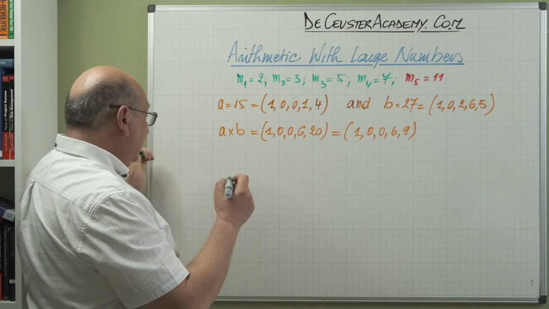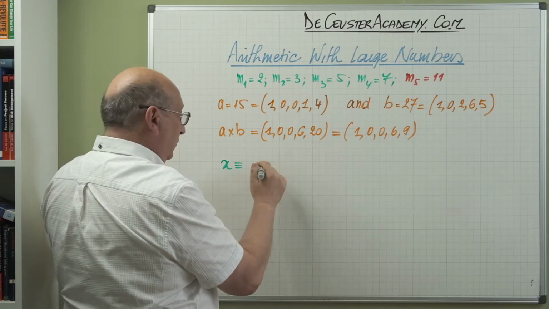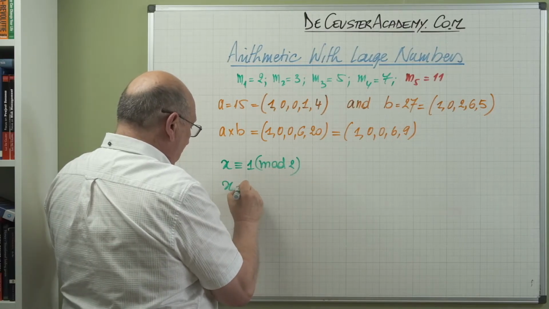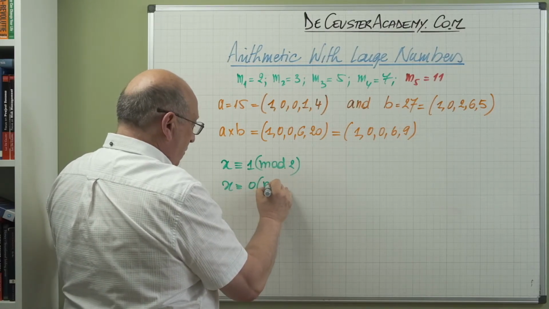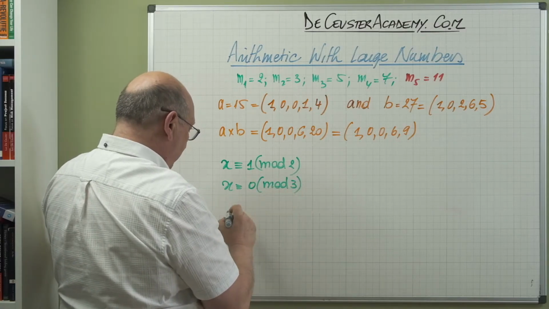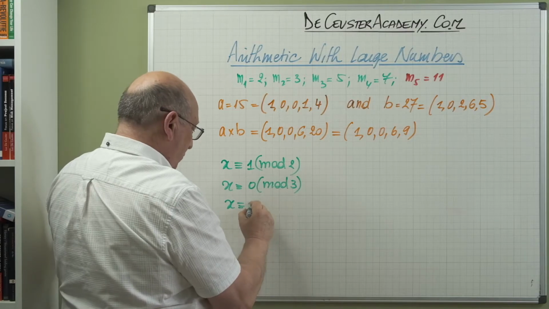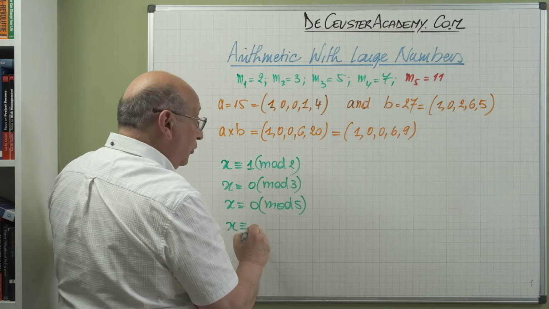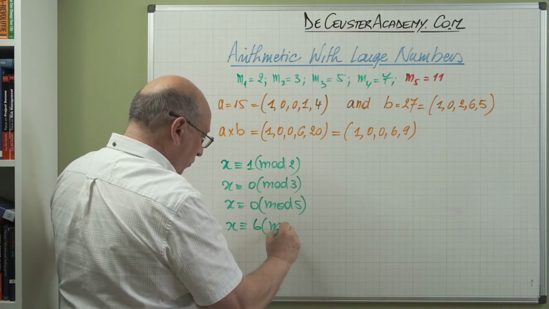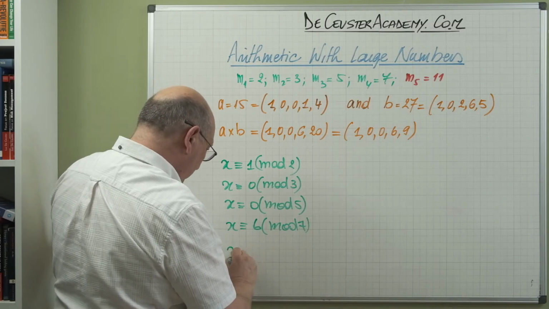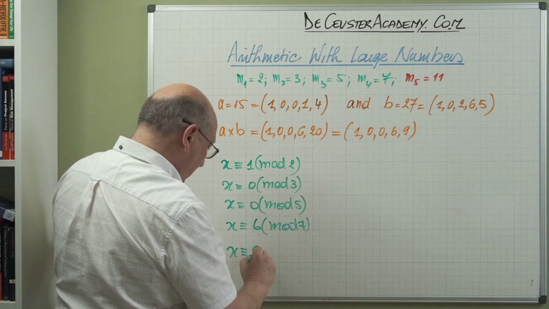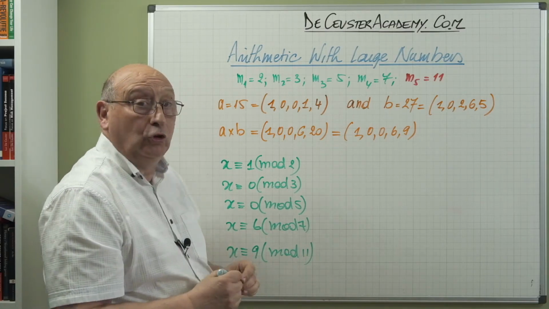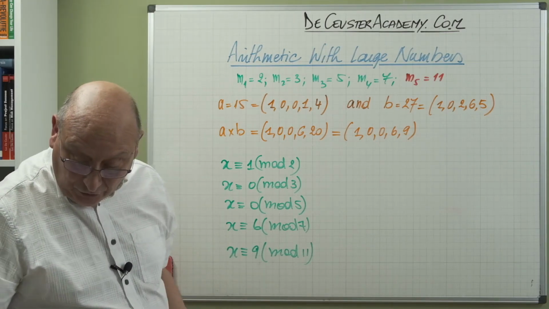And what we can say is that x is congruent with 1 modulus 2, x is congruent with 0 modulus 3, x is congruent with 0 modulus 5, x is congruent with 6 modulus 7. And the last one, x is congruent with 9 modulus 11. So that's the new set of parameters that I am considering.